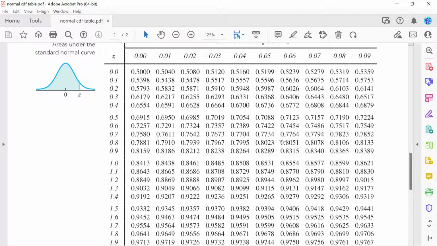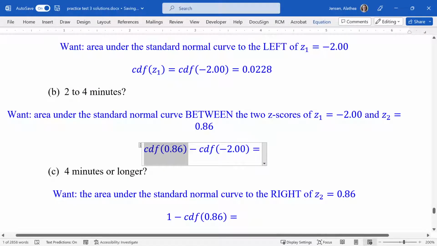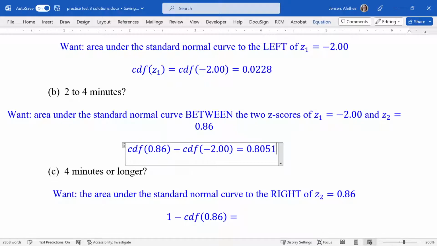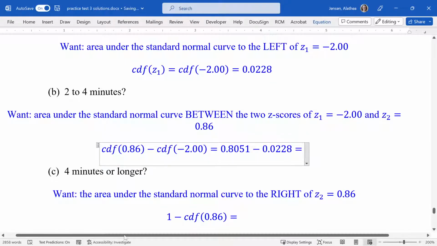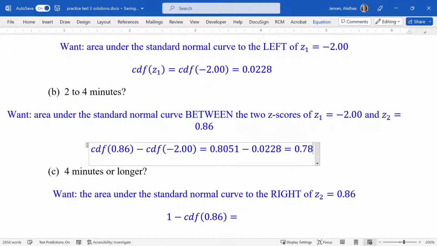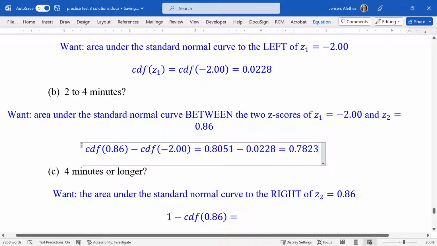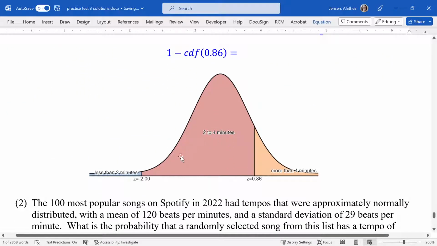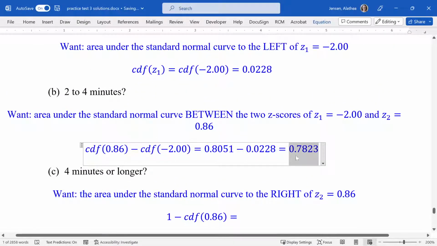And we're getting the overlap right here, 0.8051. And we already had the other one from the last problem, which was 0.0228. So then I go to a calculator and subtract those. 0.8051 minus 0.0228, and I get 0.7823. That means the area under the standard normal curve between those two z-scores is 0.7823. So the probability that a song is 2 to 4 minutes long is 78.23%.